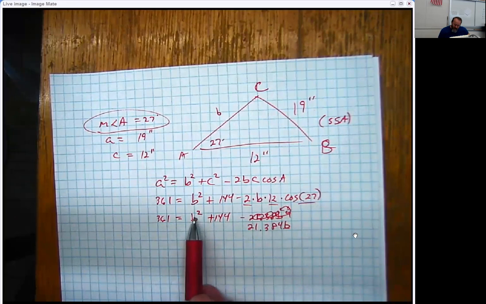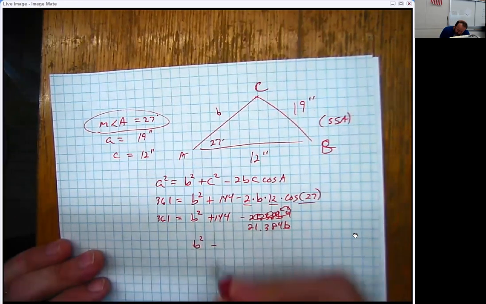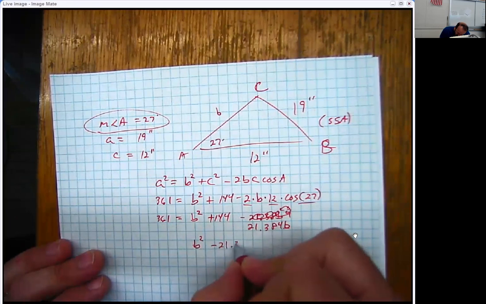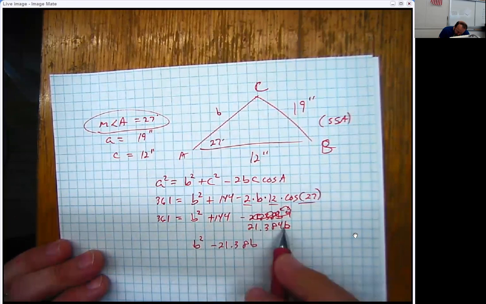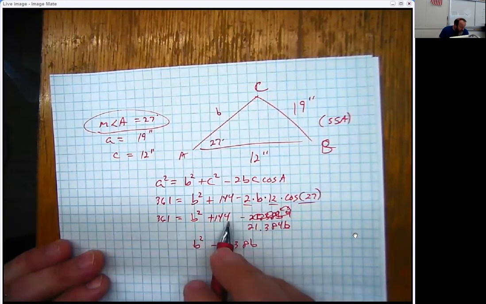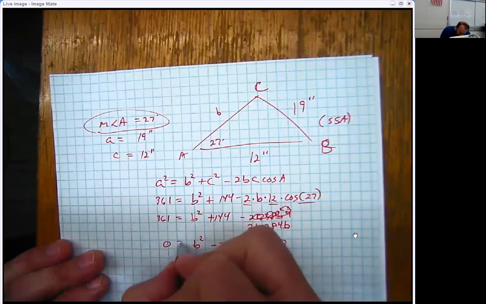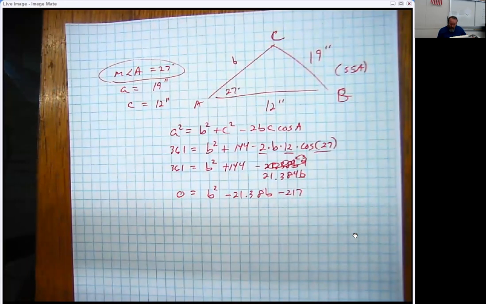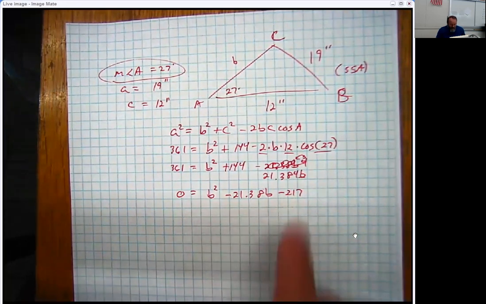Well, notice that we've got a b squared and we've got a b. So I'm going to do one more little thing, which is to resort this information. I'm going to forget the 4 for now. I'm going to bring that 361 to the other side, which is going to give me 217. Now, this is really, really strange. This looks like a quadratic, doesn't it? Something x squared minus something x minus something.